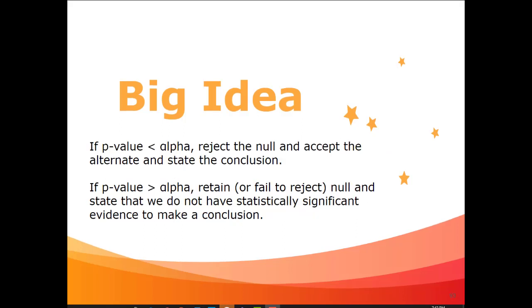The other big idea is that in order to reject the null, the obtained p-value must be less than alpha. If the p-value is less than alpha, you should reject the null and accept the alternate. If the p-value is greater than alpha, then you should retain the null and state that you do not have statistically significant evidence to make a conclusion.